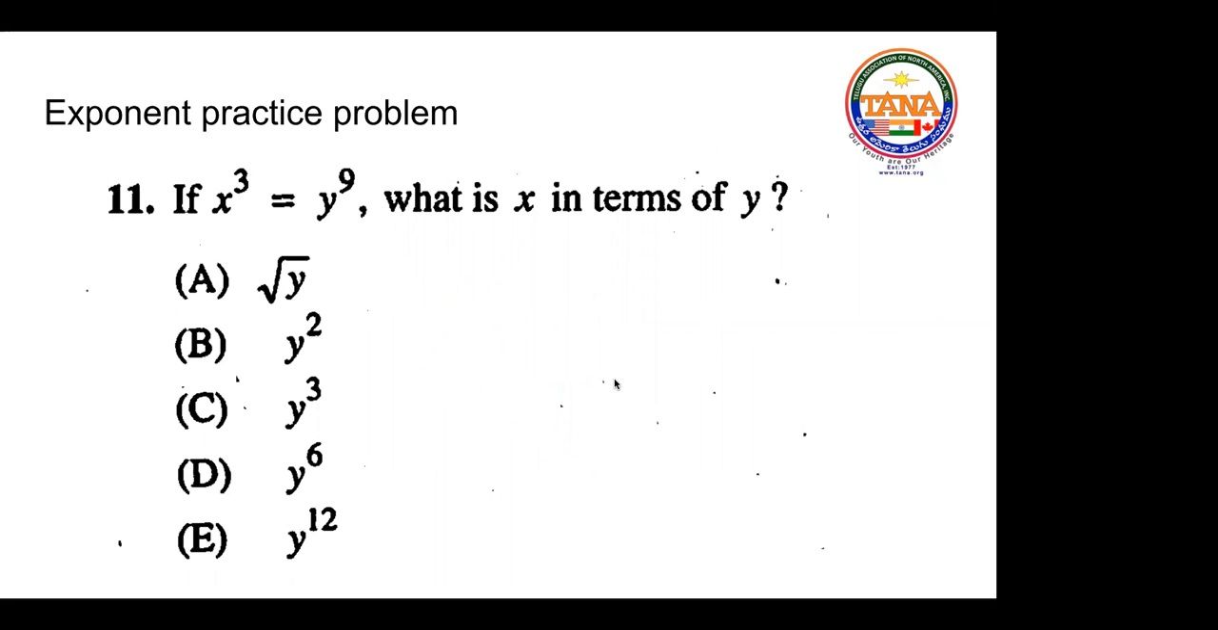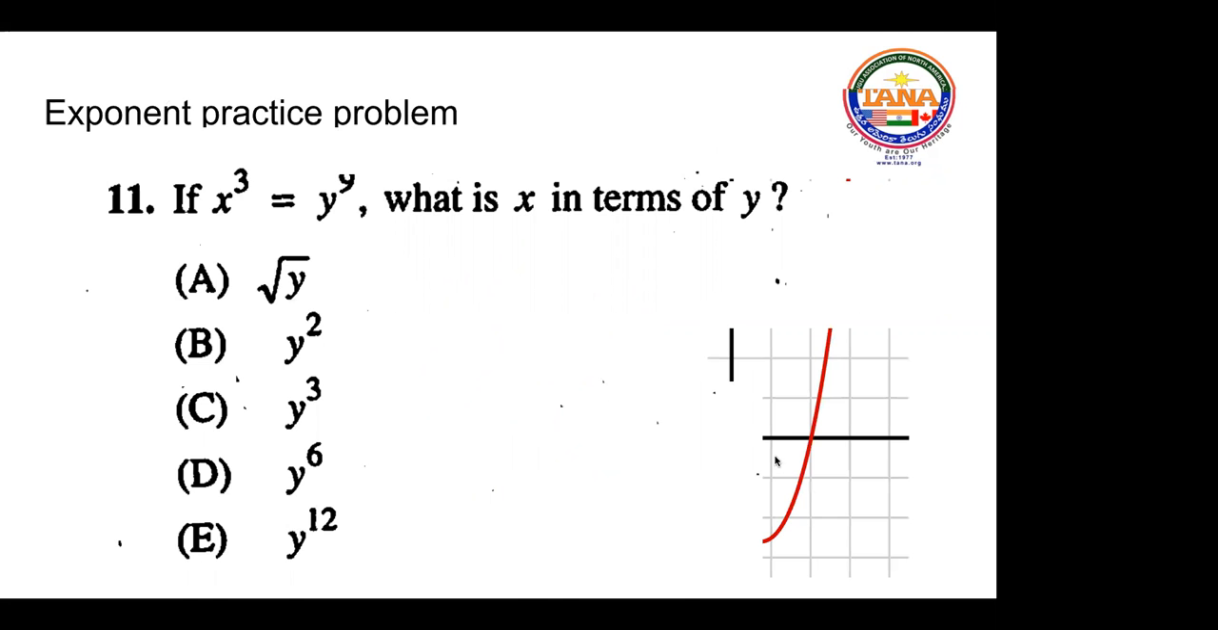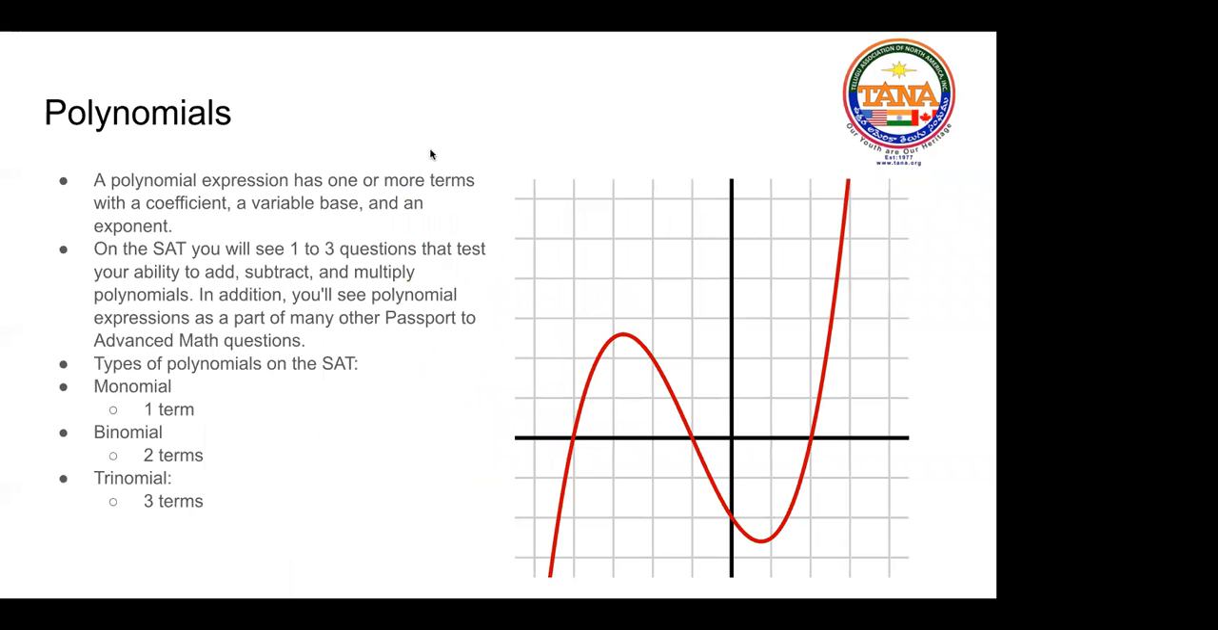All right, we'll move on to polynomials. A polynomial expression has one or more terms with a coefficient, a variable base, and an exponent. On the SAT, you'll see 1 to 3 questions that test your ability to add, subtract, and multiply polynomials. In addition, you'll probably see polynomial expressions as part of other Passport to Advanced Math questions. And the 3 types of polynomials on the SAT are monomial, binomial, and trinomial.